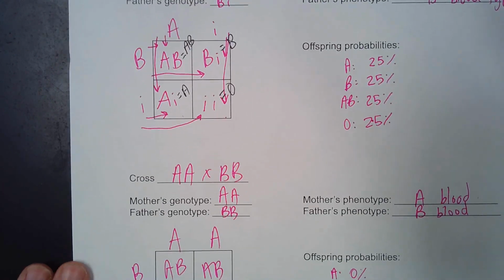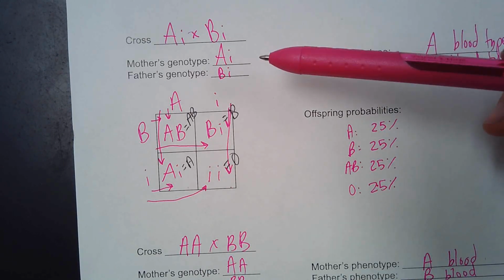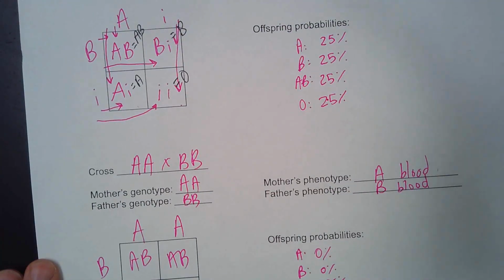So you can see here that in both of these examples, the mother has A blood type and the father has B blood type, but it depends on what that second allele is to determine what your offspring probabilities are.